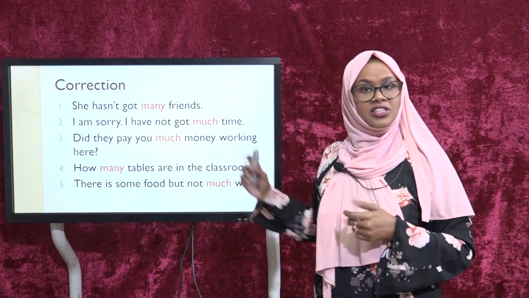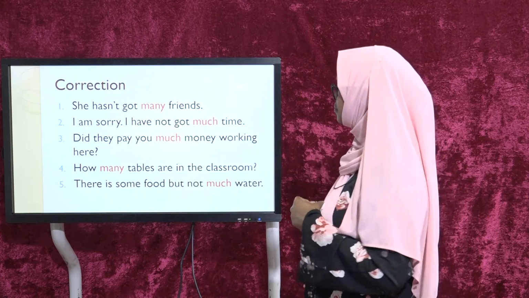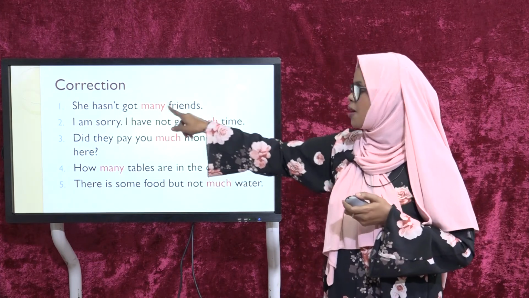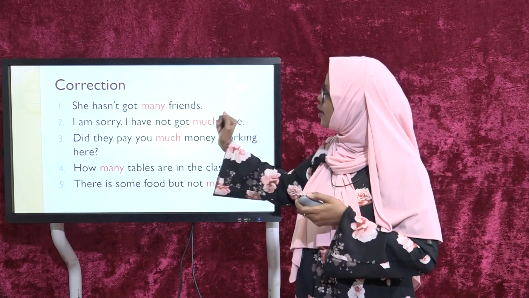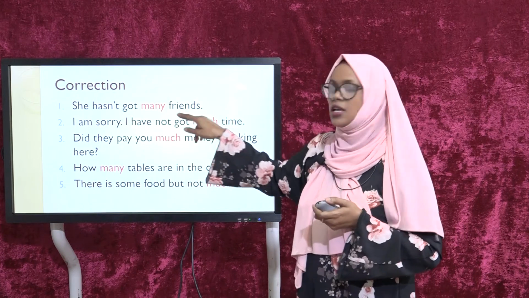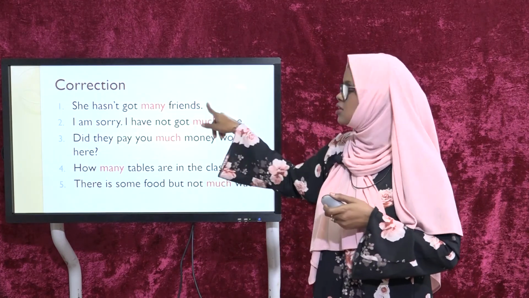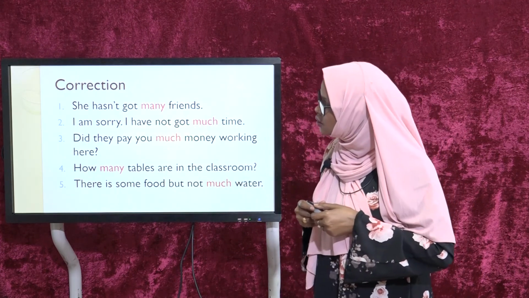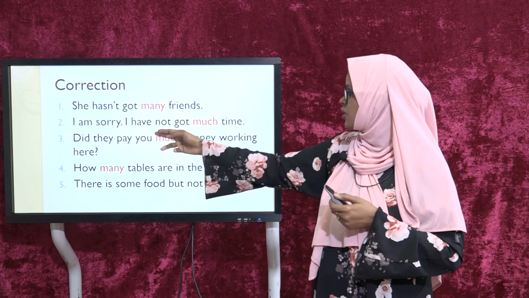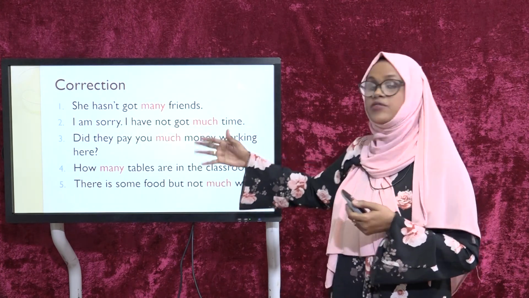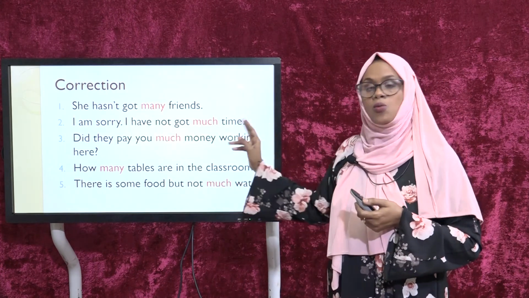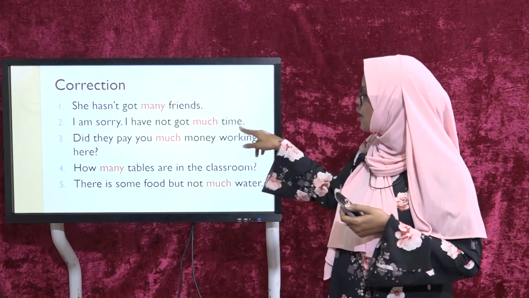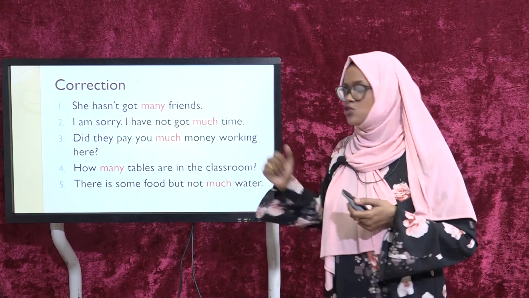So here is the correction of the first activity. Look at the first sentence. She hasn't got many friends. Why did we choose many in here? Because friends is a countable noun. Look at the second sentence. I am sorry, I have not got much time. Why did we put much in here? Because time is an uncountable noun.